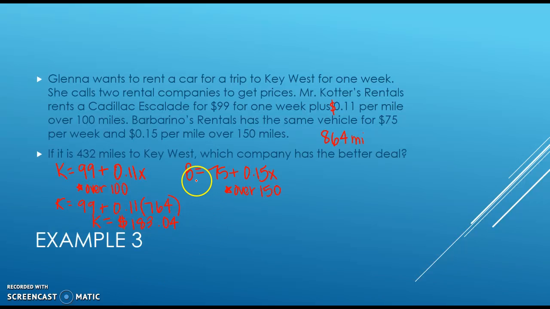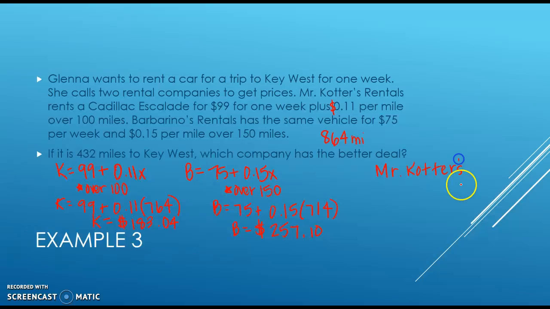All right? For Barbarino's. Okay, again, I'm not going to plug in 864 because the first 150 for her are free. So I'm going to plug in 864 minus 150, which is 714. All right, so I've got 75 plus 0.15 times 714. Okay, plug all that into the calculator, and Barbarino's ends up being $257.10. Okay, so we got 183 versus 257. Okay, so Mr. Cotter's is going to be the better deal.